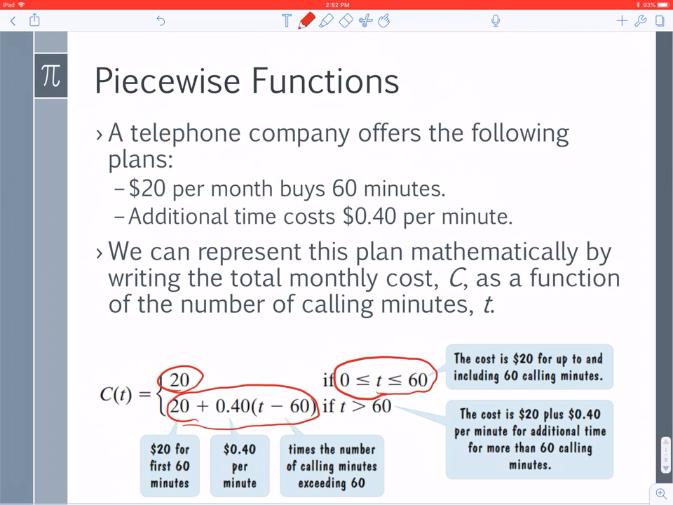This is a piecewise defined function because we're using two different equations to define our function depending on where we are in the domain. If we're between 0 and 60 minutes, we use the equation C of t equals 20. If we're greater than 60, then we use the equation C of t equals 20 plus 0.4 times (t minus 60).